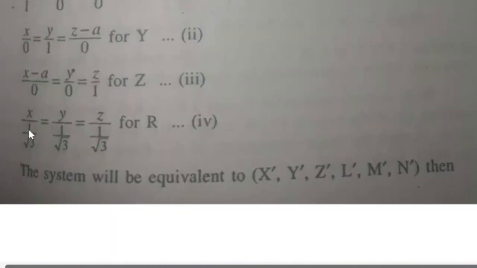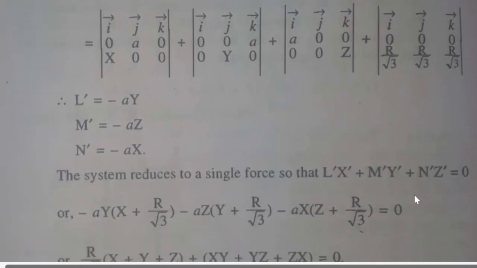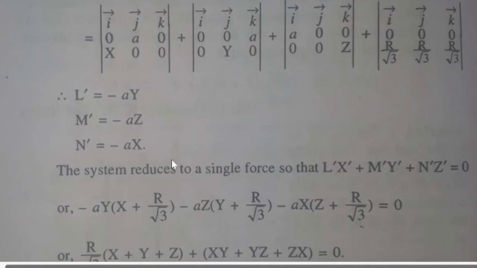See, from here this is the component along x axis, this is the component along y axis, this is the component along z axis. So from here you are getting r by root 3. So this is the thing we have calculated. Again, L dash, M dash, N dash we need to calculate. Simply the moment of the resultant of the four forces, for force x, for force y, for z, for r. So L dash also, M dash, N dash you are getting. So the system reduces to a single force, they are saying.